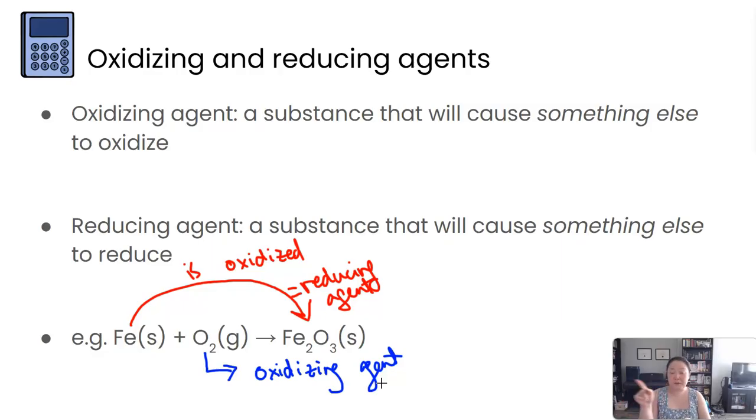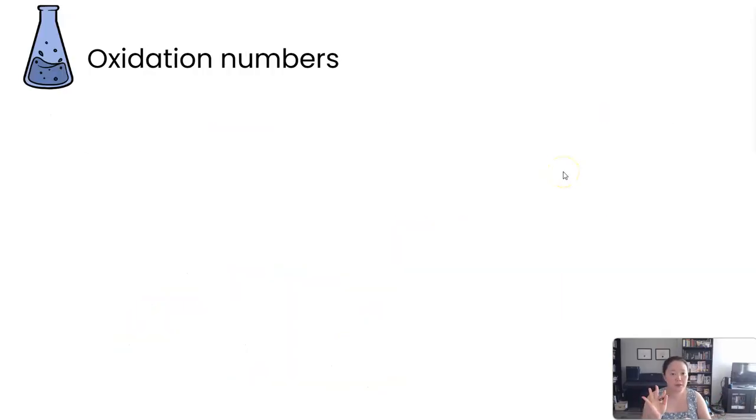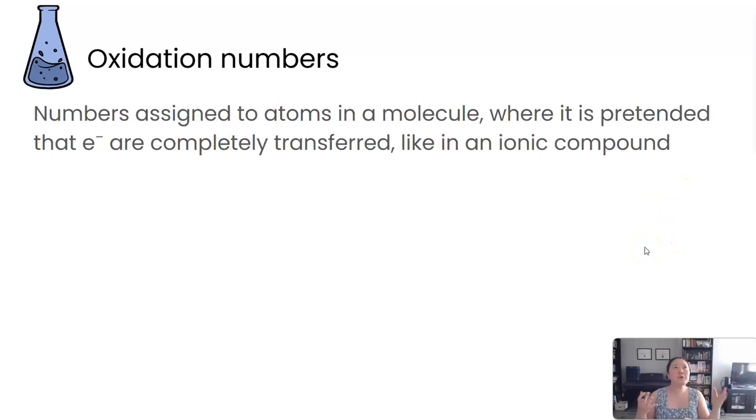Let's see what happens though in redox reactions where you don't have oxygen involved, where we have to keep track of the electrons. For that, we're going to use oxidation numbers. Now, if we're being really, really technical, oxidation numbers are a bunch of pretending. You're going to take all of the atoms inside a compound, and you're going to assign numbers to them. Now the pretend part is, even if it's not an ionic compound, even if it's a molecular compound, you're going to pretend it's an ionic compound and they did an electron transfer.